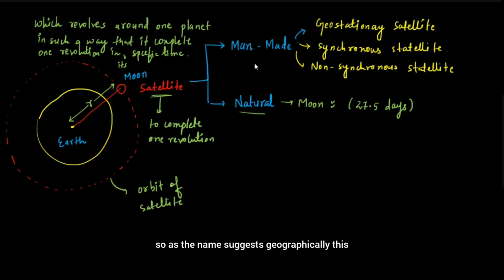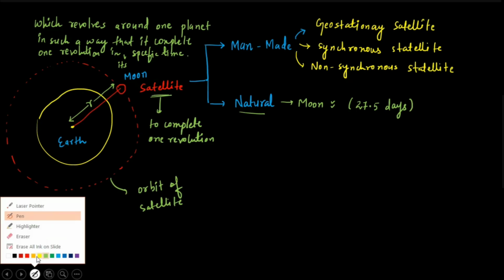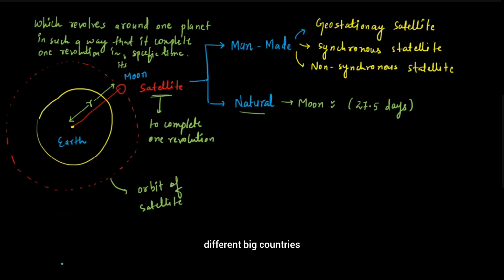So as the name suggests, geographically, this thing must be stationary. What does it mean? It means that the point at which the satellite is, it remains at that point throughout the day. Or you can say it remains looking at that point, it has to be monitoring that part only. For example, the parliaments of different big countries do have satellites which always monitor their parliament throughout 24 hours.